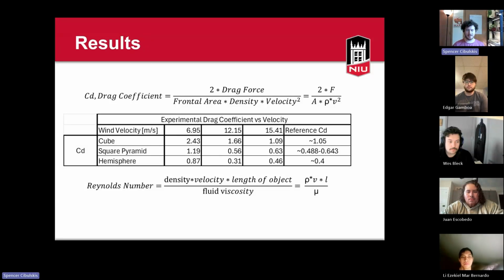And this table here organizes the various wind velocities in meters per second based off of the drag coefficients that we calculated. And as you can see, as the velocity increases, the drag coefficient gets closer and closer to the reference drag coefficient. And I believe this is due to the Reynolds number of the flow, where Reynolds number is defined as density times velocity times the length of the object divided by the fluid's viscosity. So as the Reynolds number gets higher, it's going to get closer towards the reference drag coefficient values because the reference drag coefficient values were taken at a Reynolds number of 40,000 or higher. And so basically, our drag coefficients are agreeing with the literature, which is good.